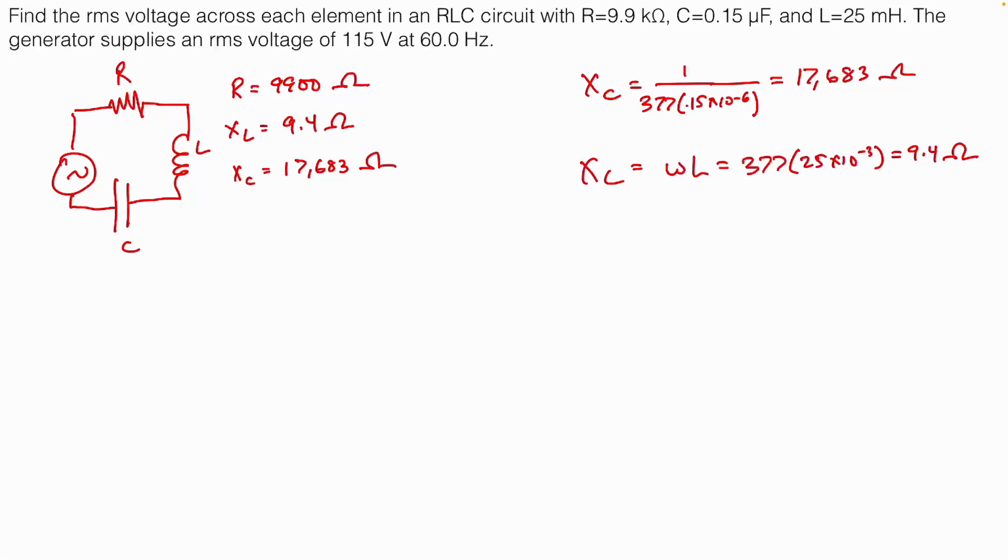What matters are the details, and one of the details that we need is the impedance, right? So let's see. That's going to be the square root of R squared, 9,900 squared, plus XL, 9.4, minus XC, 17,683 squared. If anybody's doing it in this calculator, don't bother with the 9.4.